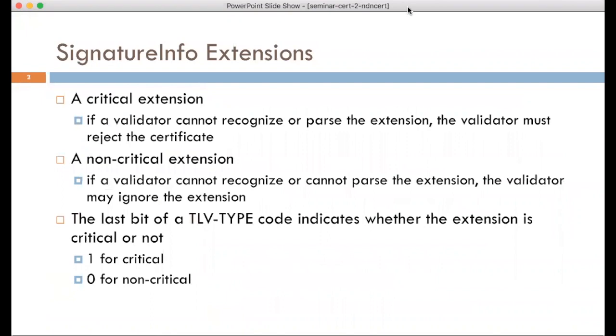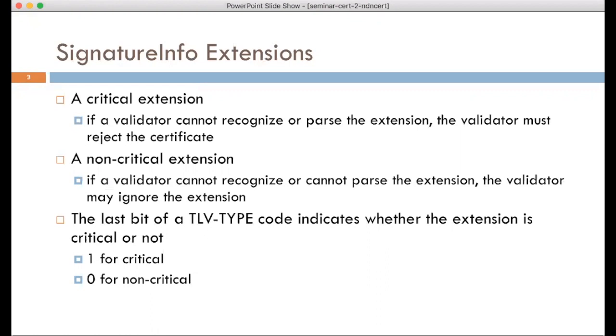For the signature info extensions that I just mentioned, there is critical and non-critical. If somebody puts a critical extension as part of the optional signature info and someone cannot recognize it, it has to reject that certificate. On the other side, if it's non-critical, such as this additional information, just for people to understand what the certificate is about, or some association about the certificate, then if the validator cannot recognize it, the validator can simply ignore it.